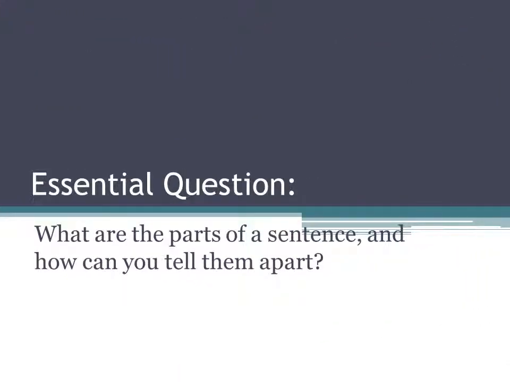Now at the top of your Cornell note sheet, there's also a spot for the essential question. All Cornell note sheets have this spot because it's important for you to know what it is that you're going to be talking about and what it is that you're going to be learning. By the end of this presentation, you should be able to answer the essential question. The essential question for this exercise: what are the parts of a sentence and how can you tell them apart? So you should write this at the top of your Cornell notes sheet right now.